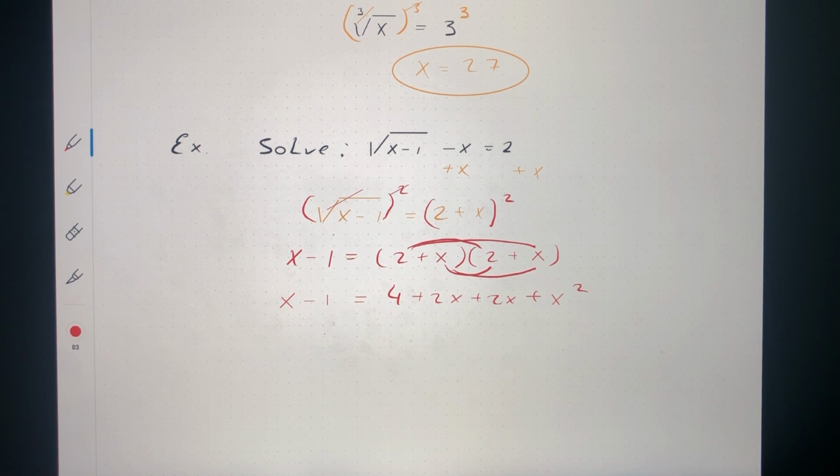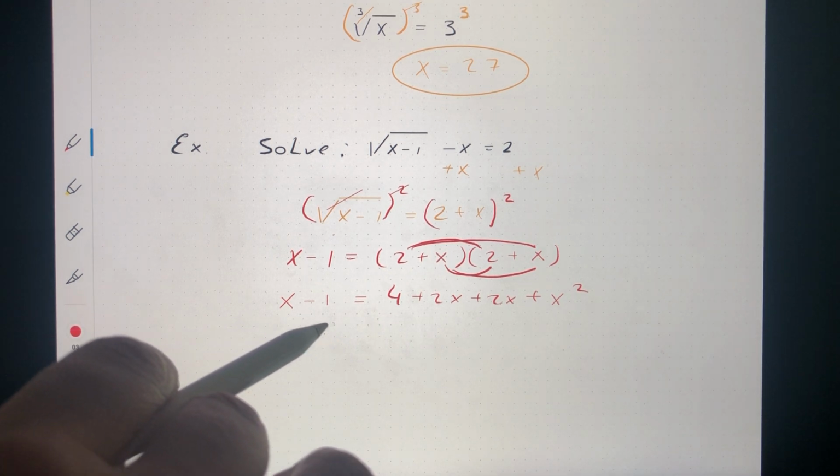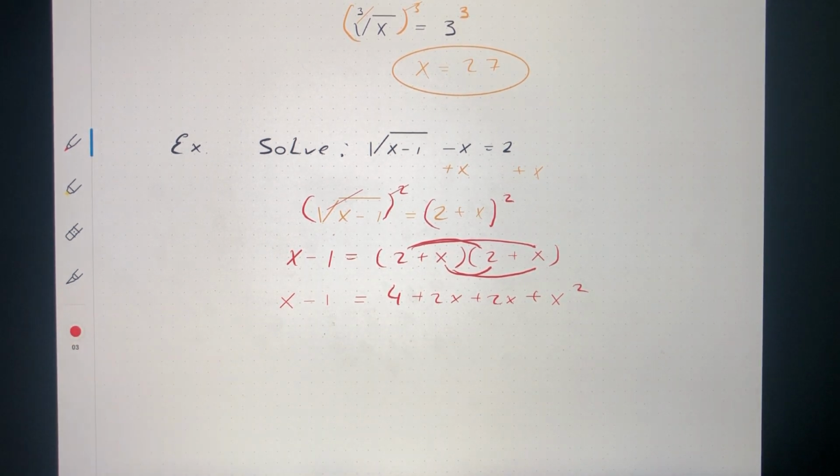To solve it, we'll move everything to one side and make it equal to 0. Let's move everything to the right side, so we will minus x from both sides, and then we'll add 1 to both sides. This cancels off, giving us 0. 4 plus 1 is 5. 2x plus 2x minus x is 3x, plus x to the 2. So we have 0 is 5 plus 3x plus x to the 2.